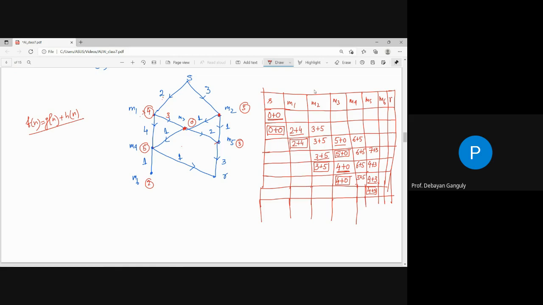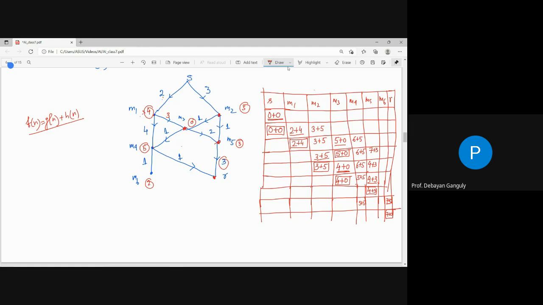From M5, I can reach R, with the cost 4 plus 3, that means 7, and the goal node heuristic is 0. So I can reach R with 7 plus 0. Already there is 5 plus 5, but since 7 plus 0 is less than that, I can select this one. So that particular thing I can place in the goal node. When this is selected, the goal node has been selected.